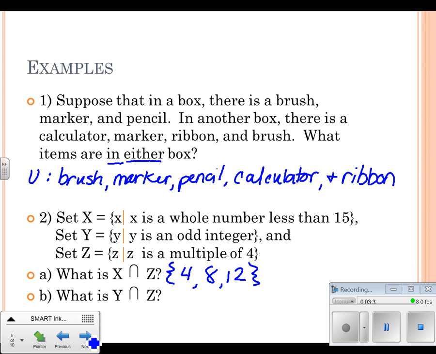Part B, we're going to look at the intersection of Y and Z. Y has to be an odd integer and Z is a multiple of 4. If you think, multiples of 4 are all even, and since set Y is odd integers, what do they have in common? Nothing. So we have an empty set or a null set. We can write either one of these. This is an empty set.